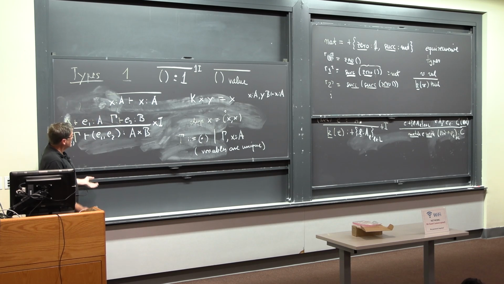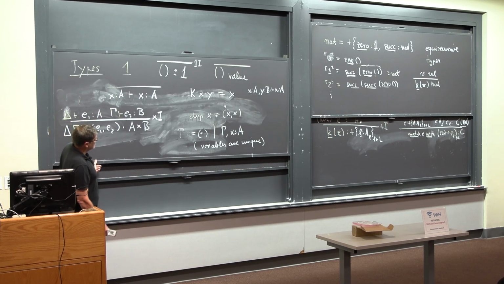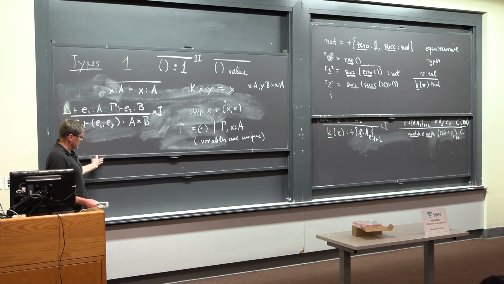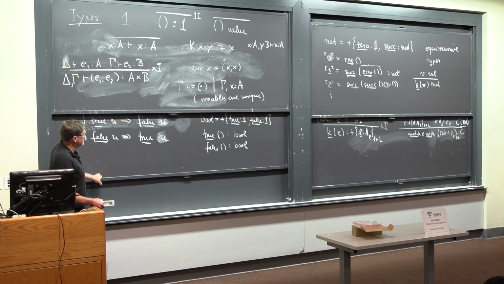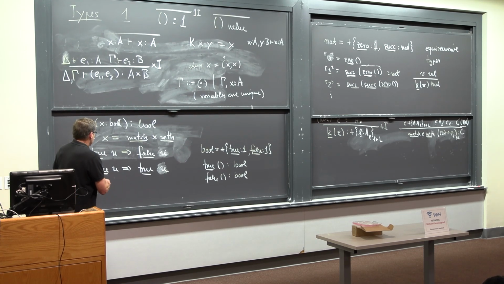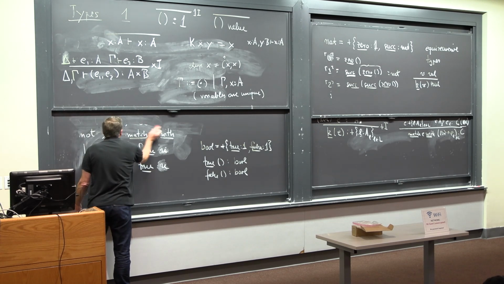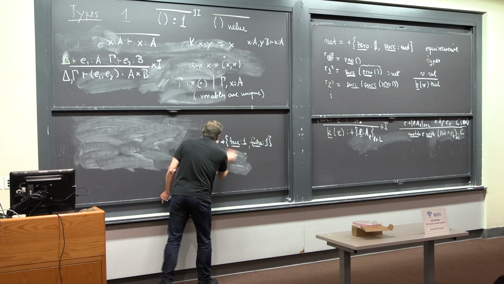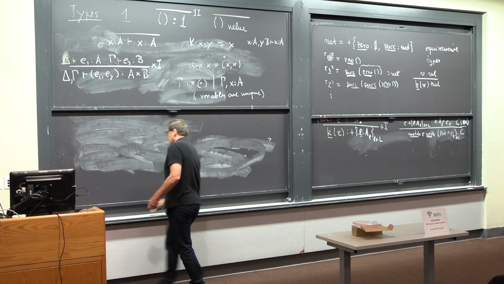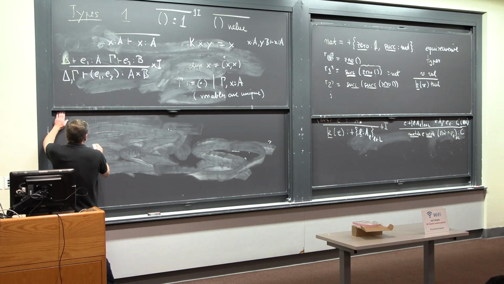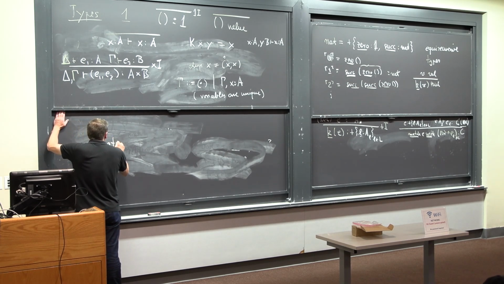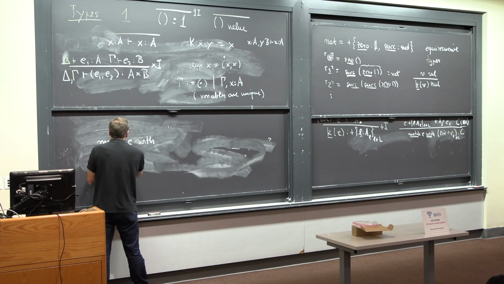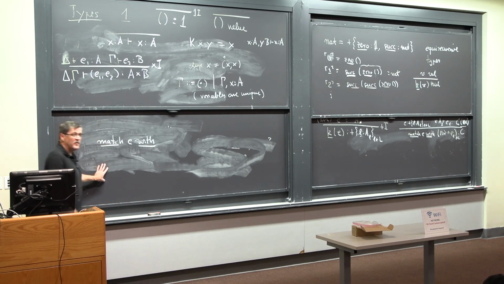Okay, so these are the rules for pairs. Now we need a rule for pattern matching against the pair. Fortunately, that's pretty easy. It's not nearly as difficult as the sums. So if I have a match of some expression E with, what should we be matching it with?